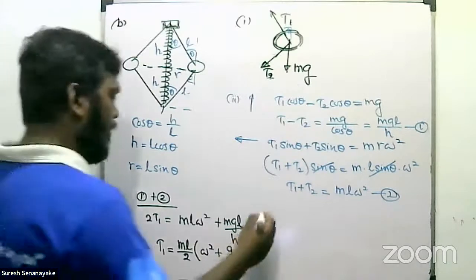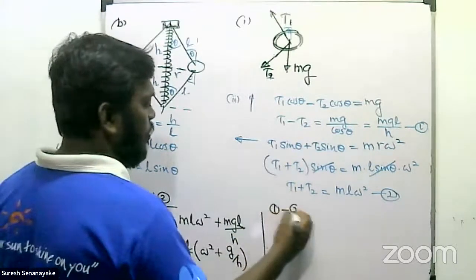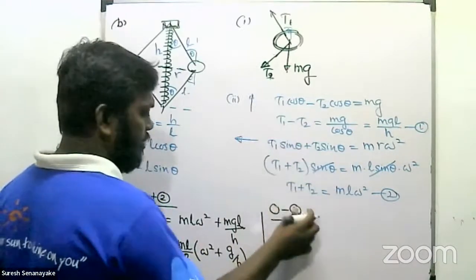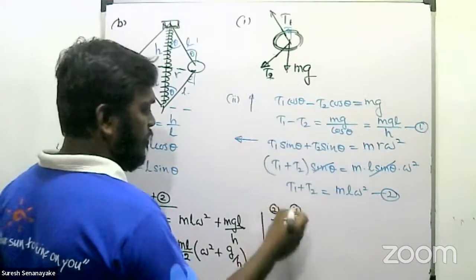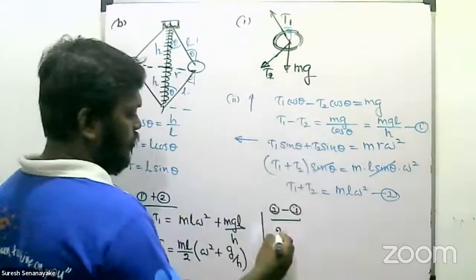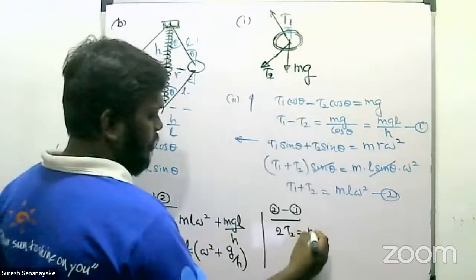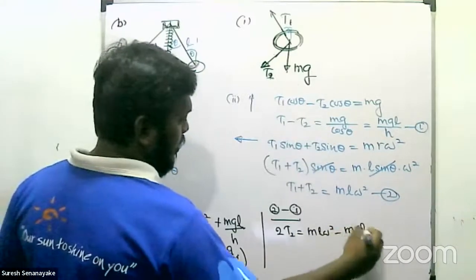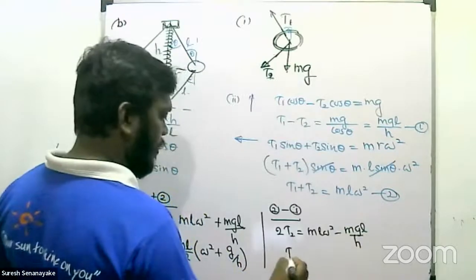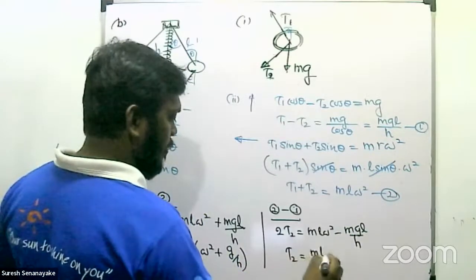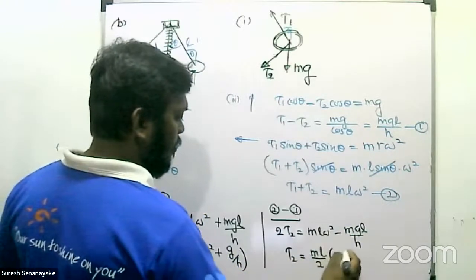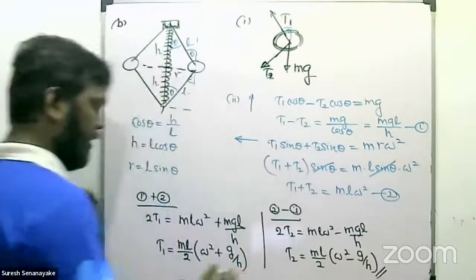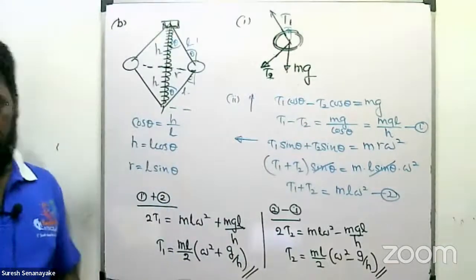And similarly, you can find this, 1 minus 2. This gives you the T1 canceling, so there's 2 minus 1, let's see. Here the T2 is equal to T2, and it's m L omega square minus mg L over H. So then T2 equals m L over 2, you can take out omega square minus g over H. So these are the two expressions they asked you to show.